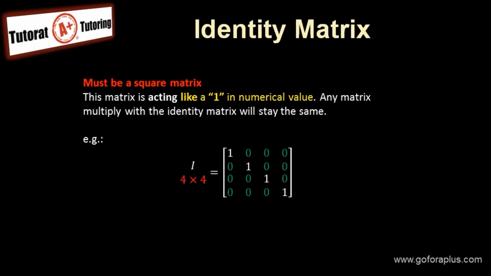So what is an identity matrix? An identity matrix must be a square matrix. And this matrix acts like a 1 in numerical value. Any matrix multiplied with the identity matrix will stay the same matrix. Now the example of an identity matrix in this case is a 4 by 4. So the main diagonal must be all 1 and the rest must be all 0. So this is what we call an identity matrix.